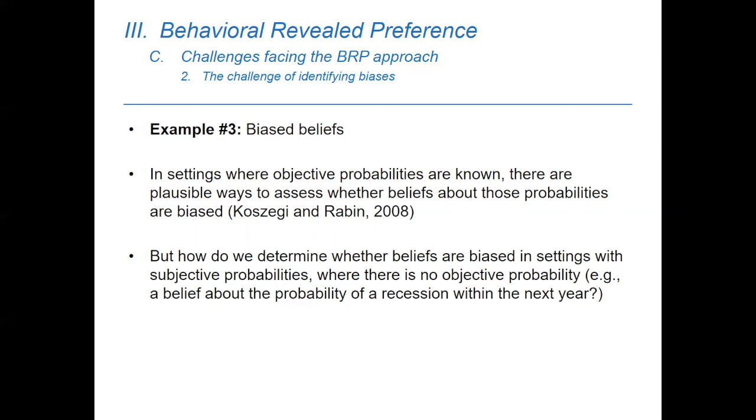But how do we determine whether beliefs are biased in settings with subjective probabilities? If we accept the Savage framework and say, gee, there's a lot of economic decisions where we truly don't know what the objective probabilities are, for example, a belief about the probability of a recession within the next year. What's the right answer and what's the wrong answer? So if beliefs are subjective rather than objective, how do we tell if they're biased?